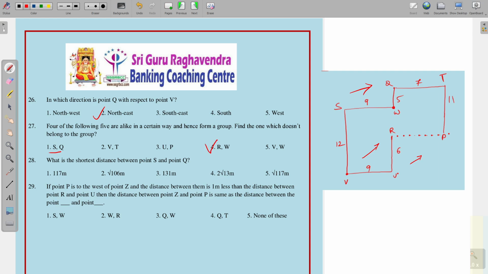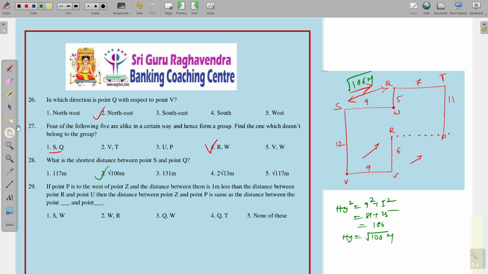Question 28: what is the shortest distance between S and Q? It is 9 and 5. So hypotenuse squared equals 9 squared plus 5 squared. 9 squared is 81, 5 squared is 25. So 81 plus 25 is 106. The hypotenuse is root 106 meters.